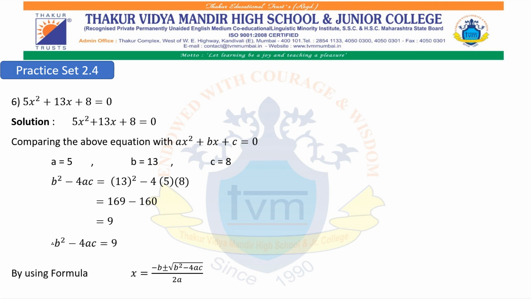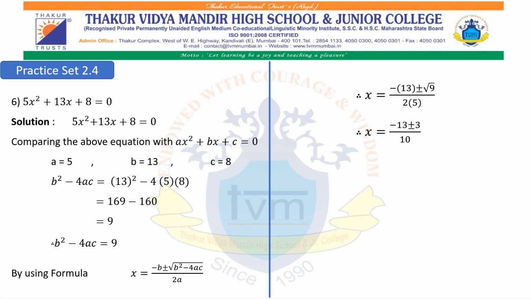Let us start writing our main formula. x equals minus b plus minus root b square minus 4ac upon 2a. After substituting the values, we get x equals minus 13 plus minus root 9 upon 2 into 5. Now root 9 is the square of 3. Therefore the next line will be written as minus 13 plus minus 3 upon 10.